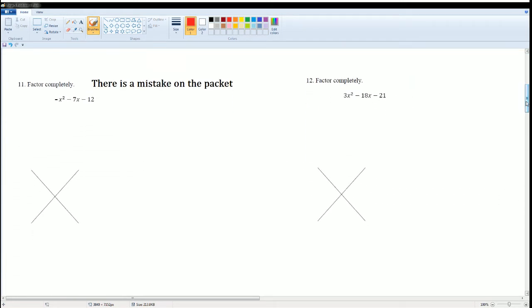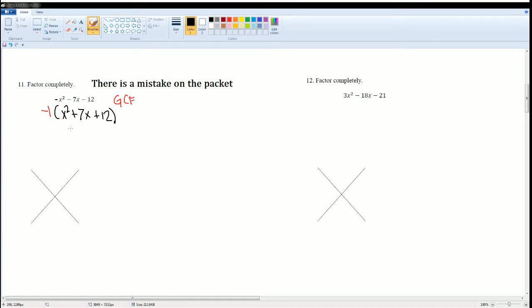Number 11, there's actually a mistake on the packet. Make sure you include the negative. The reason is that there is going to be a GCF here, and that GCF is the number you're going to pull out. With -1, -7, and -12, what you're actually pulling out is a -1. What you have left over is x squared plus 7x plus 12. If you did it the other way, it's not going to be pretty. So there's actually a mistake here.